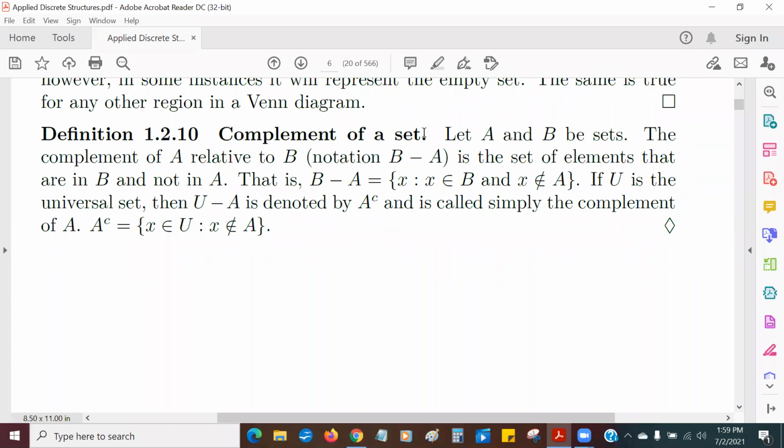I really just explained the bottom part. The top part is saying that the complement of A relative to B, otherwise known as B minus A, is a set of elements that are in B and not in A, and that's B minus A. I was really explaining the end part where it says if U is the universal set, U minus A is denoted by the complement of A, and it's everything that's not in A.